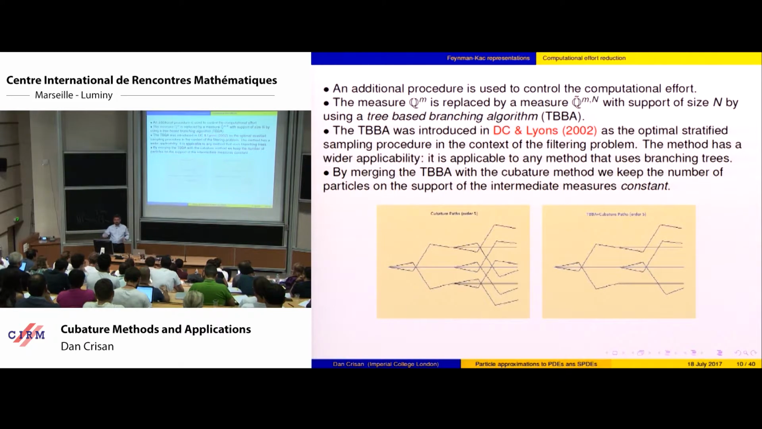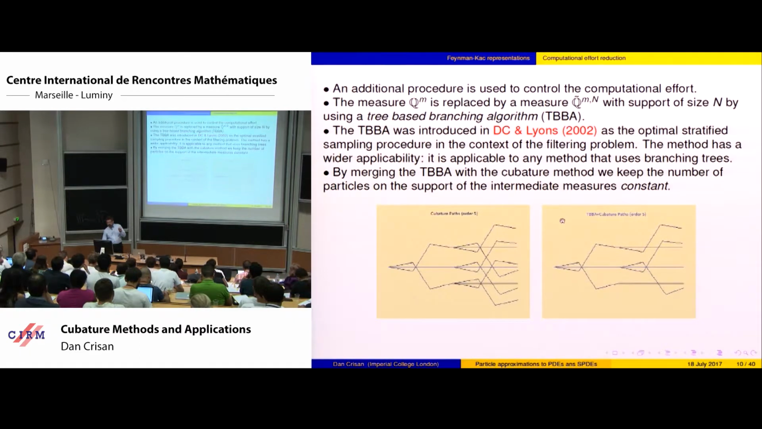So as I said, you have to find a way in which you take just a sample from this paths. So in order to do that, we replace the cubature measure by another measure. Remember, the M here tells you how many iterated integrals I have to solve. So do I have to match? I want to match. Okay?